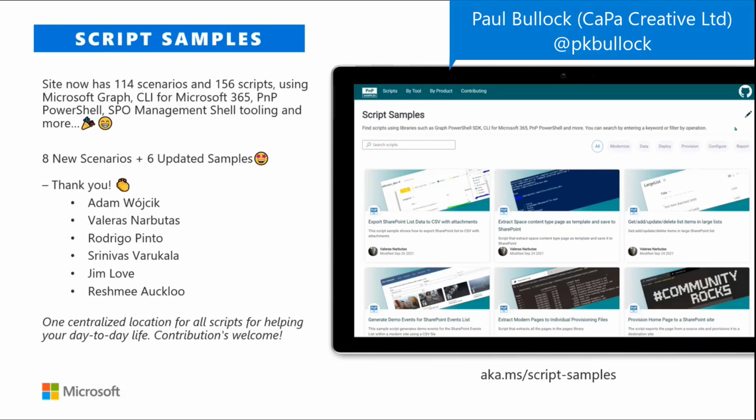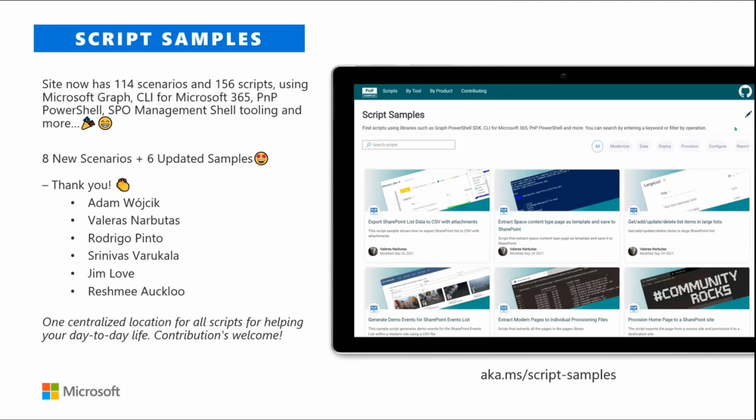So PnP Script Samples is a site for sharing your PowerShell scripts or Bash scripts that would be used for automating tasks in 365. We cover tools like the Microsoft Graph, CLI for 365, PnP PowerShell, SPO Management Shell, and more. Thankfully, we've had 8 new scenarios added to the repository and 6 sample updates from the various tooling, which is super awesome. So thank you very much for the contributions. Thank you to Adam, Velaras, Rodrigo, Shuvinovas, Jim, and Reshmi as well for your contributions in this space. Super appreciate all the effort that you've been doing to add to this repository.